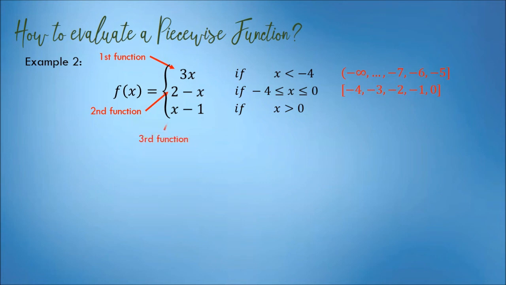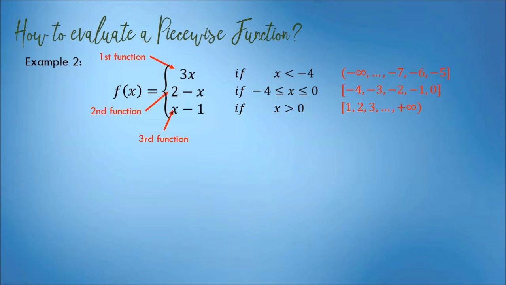This is the third function. f of x is equal to x minus 1. The domain interval is x is greater than 0. Meaning, the only included x values here are values greater than 0. Those values are +1, +2, +3, up to +infinity.